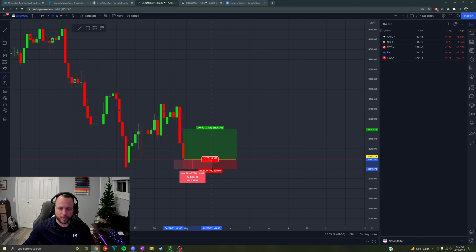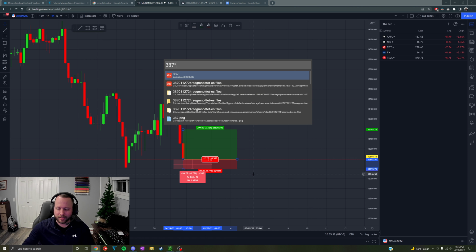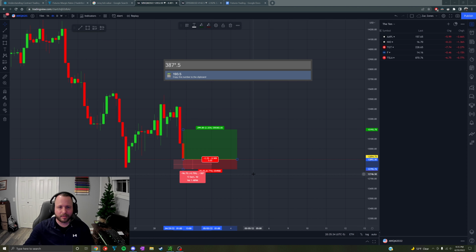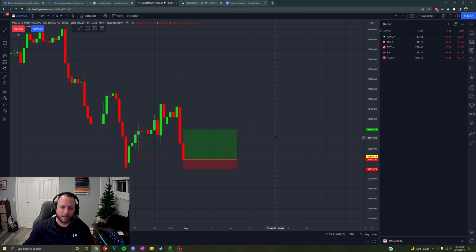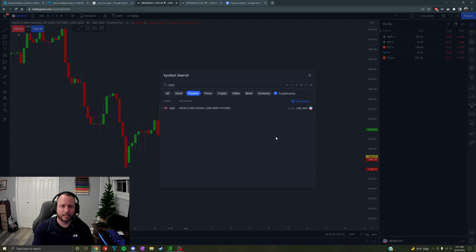Right here, that would be 96.75 points with a tick value of 50 cents. Let's just operate off that 387 ticks. 387 times 0.5, that's $193 risk right there, for that tiny little move. Well, that is a 4-hour candle, but still. So that thing will move like crazy.